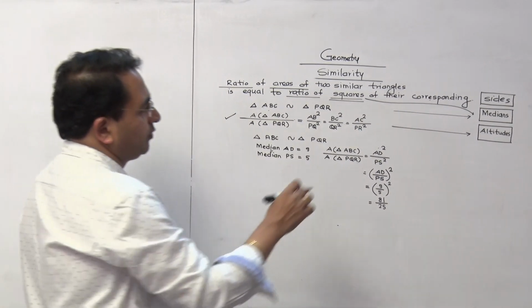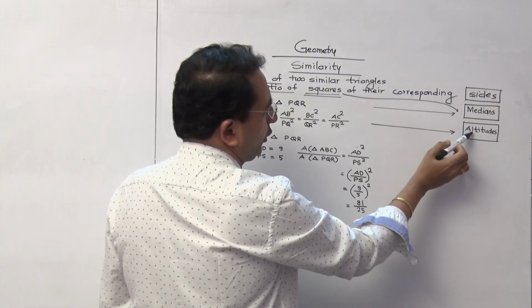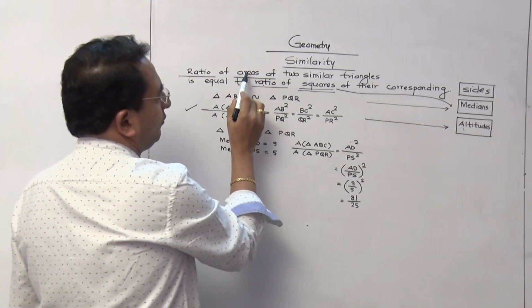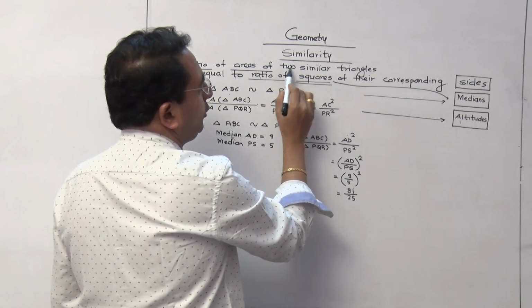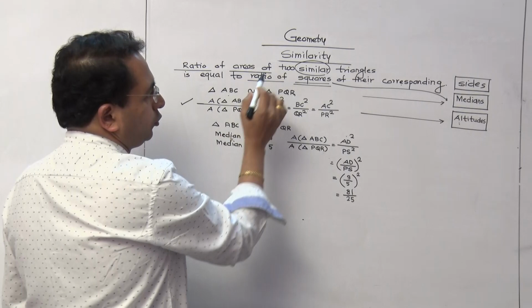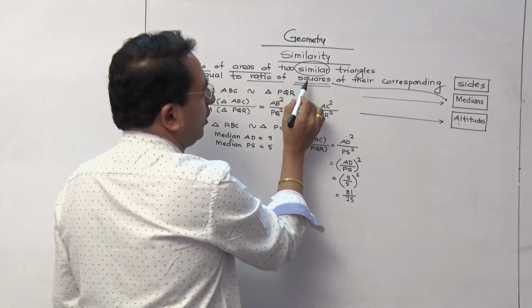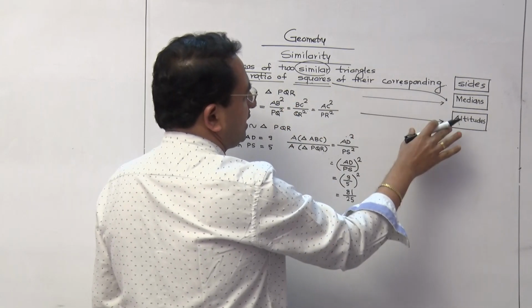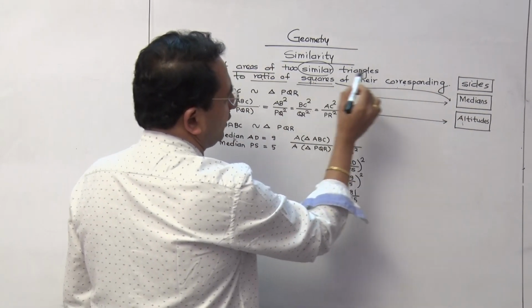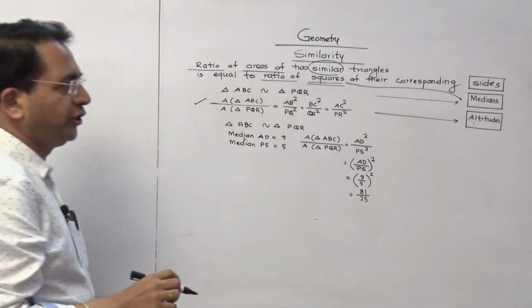Actually, this is given more priority in the textbook. There is one question on altitude, but please try to remember all this. The ratio of areas of two similar triangles is equal to the ratio of squares of their corresponding sides, squares of their corresponding medians, squares of their corresponding altitudes.